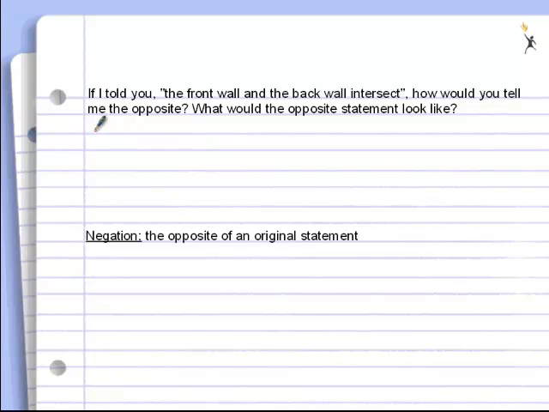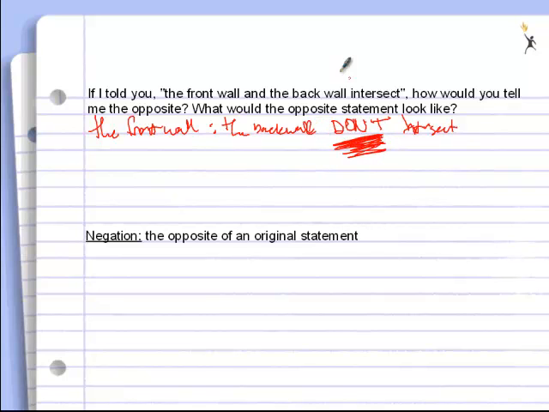You would say something simple like the front wall and the back wall don't intersect. Okay? You would tell me, no, they don't. Still the same statement, but you would throw in something that means no, the opposite of. If this is a yes, you could make it the opposite statement by throwing in a no or a don't. And that's called the negation.